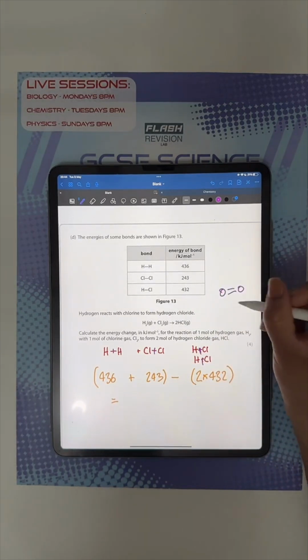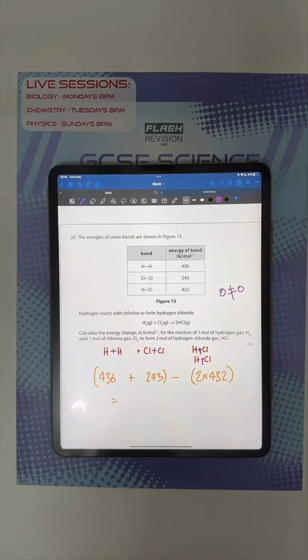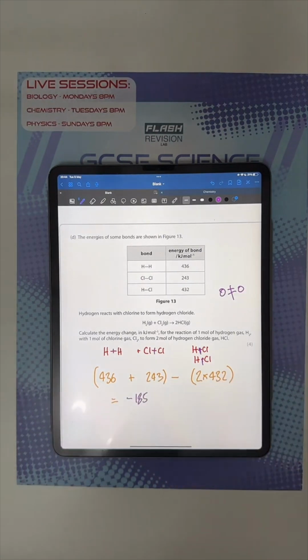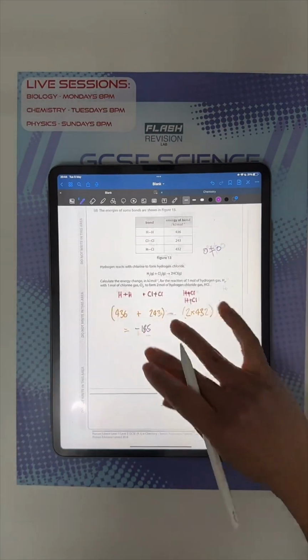You know, earlier we had a O double bond. Count that as one bond. That's one number. So yeah, good. Getting the right answer. Minus 185 kilojoules per mole.